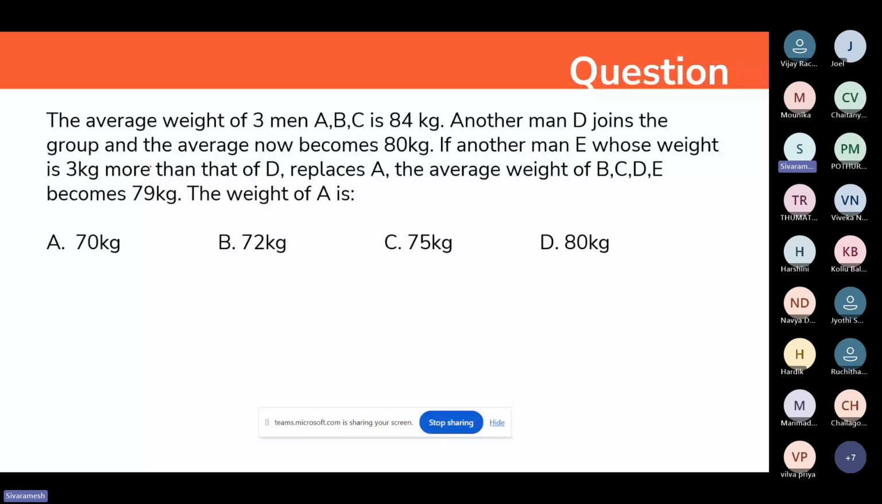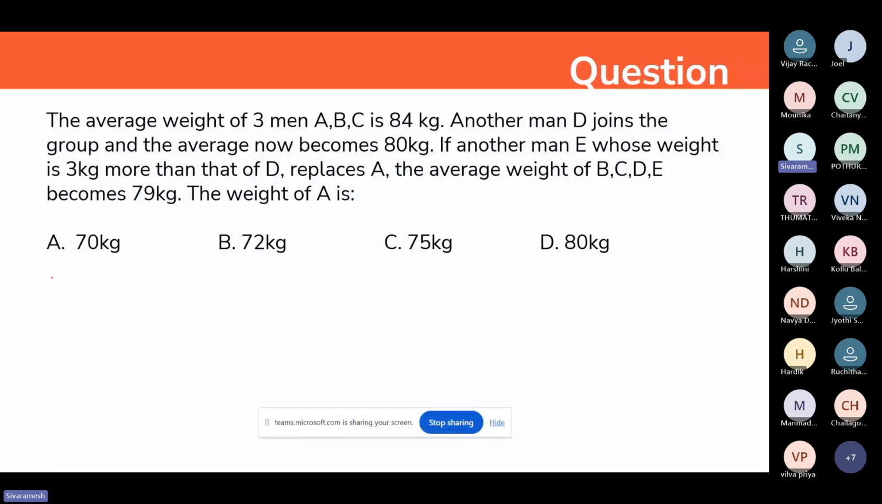Let me explain this question. Very simple. Basically, we solved questions based on one person included, one person removed, and also a person replaced. Actually, this is the question where two questions got merged. One person is added, one person is replaced. Let's try to understand the conditions step by step.